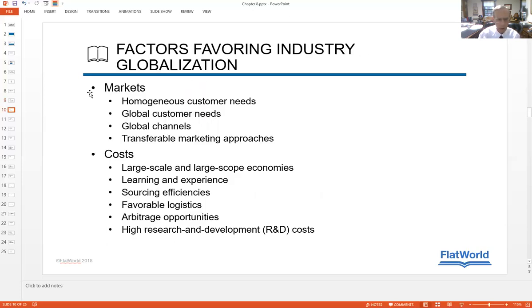So at this point, the authors get into the notion of globalization as opposed to industries that are not globalized.